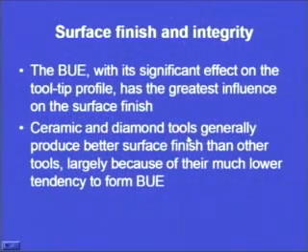Then the ceramic and diamond tools generally produce better surface finish than other tools. Why? Because of their much lower tendency to form built up edge. So, this point summarizes that built up edge formation is going to result in the deterioration of the surface finish and the surface integrity. If we choose ceramic and diamond tools, then these tools are going to generate a better surface quality, a better surface finish, and better surface integrity as compared to the other cutting tools. Why? Because in the case of diamond as well as ceramics, the tendency of built up edge formation is minimum.